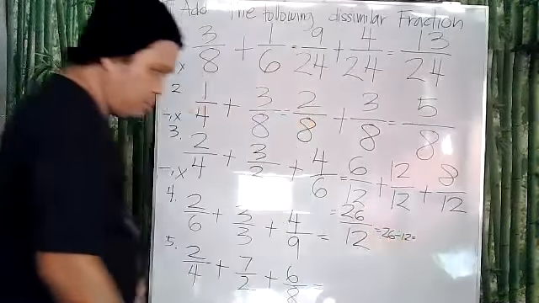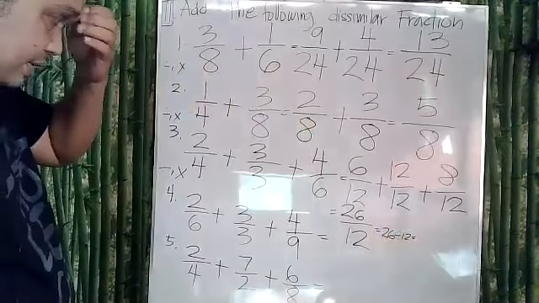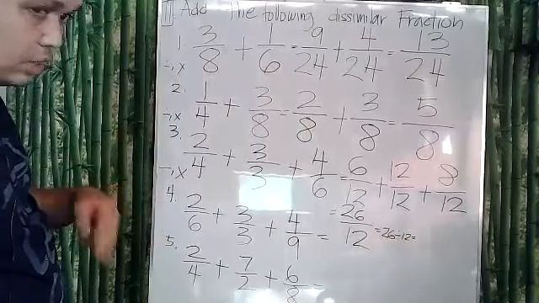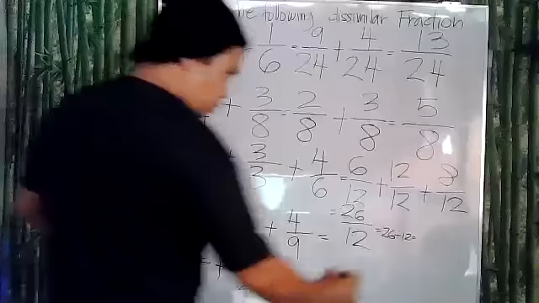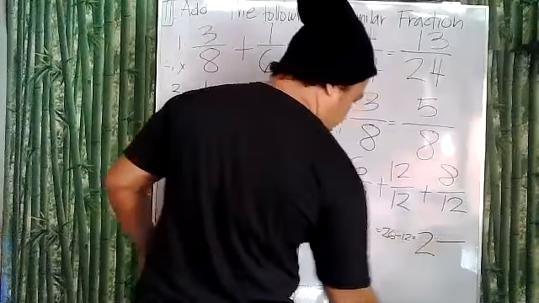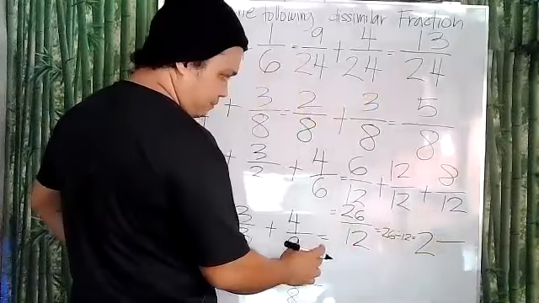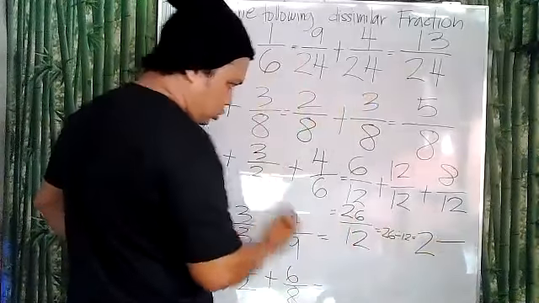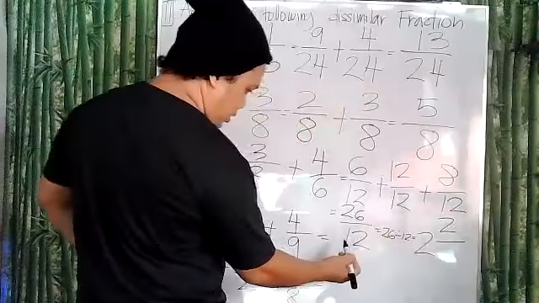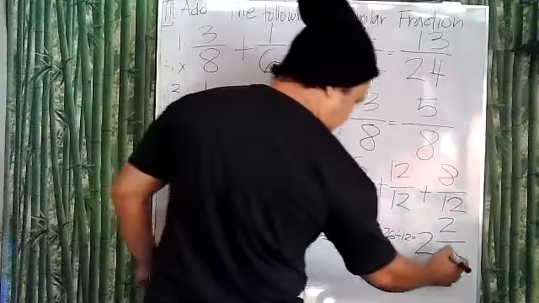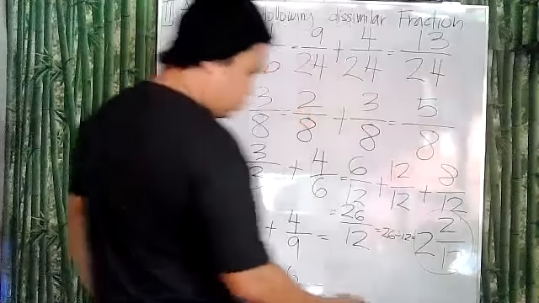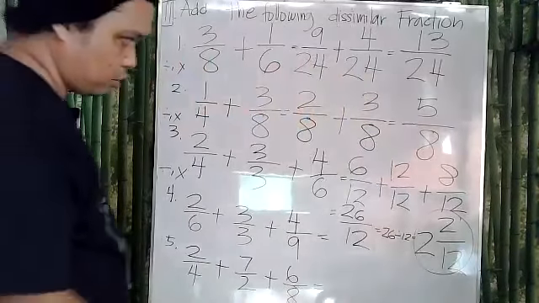Okay. So how many 12s are there in 26? There's 2, right? Because 2 times 12 is 24. So we have here 24 or 2 twelves. And from 26 we have 2 left. So we have 2 for our remainder, and for our denominator here is 12. Therefore, our answer is 2 and 2 over 12.